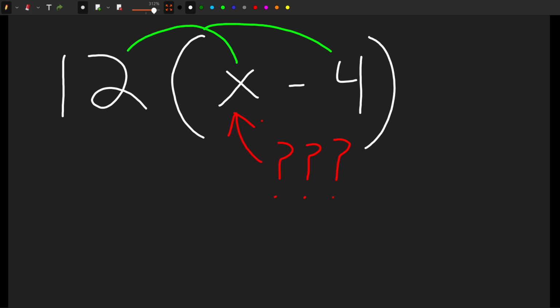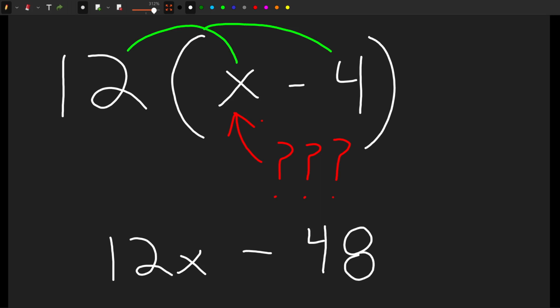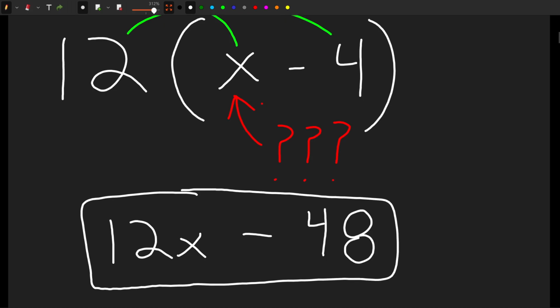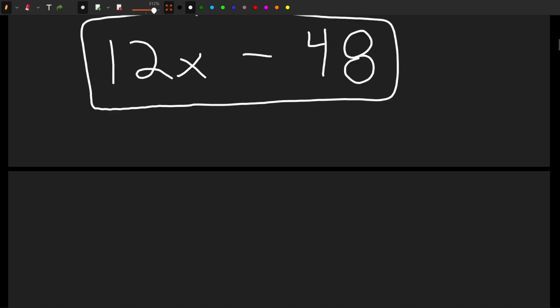So 12 times x is going to be 12x. I'm going to carry the minus over. 12 times 4 now is 48. And that is the answer because I can't do anything else. All I can do is simplify. So all I have is 12x minus 48. In the next problem, we'll get a bit more advanced.